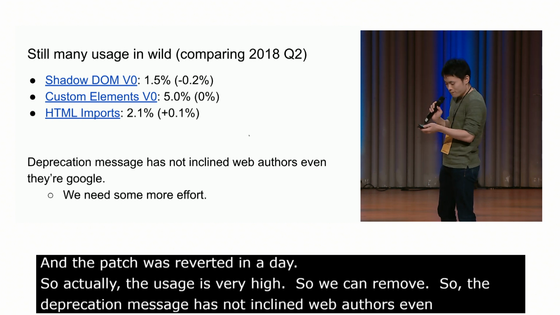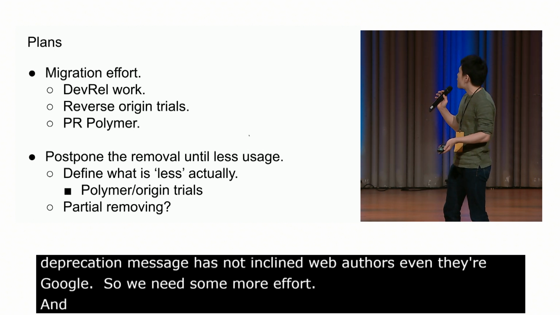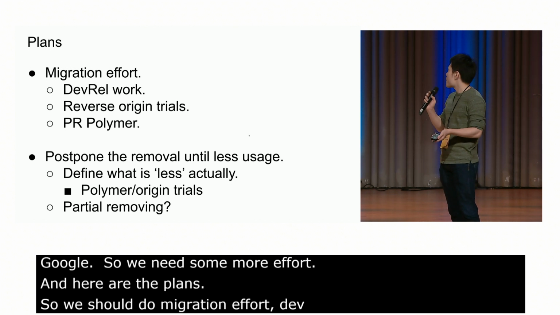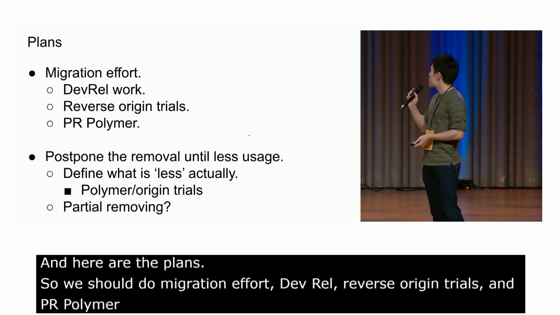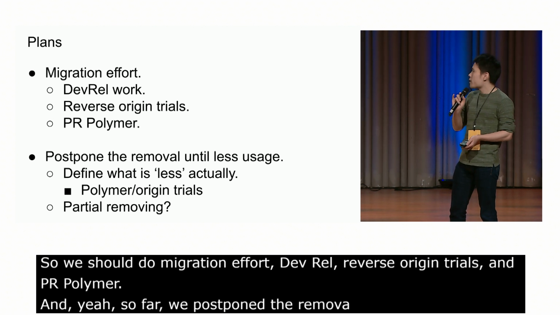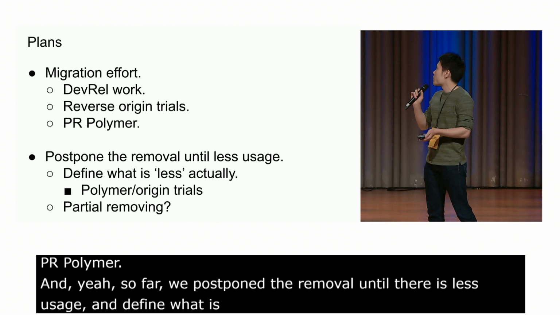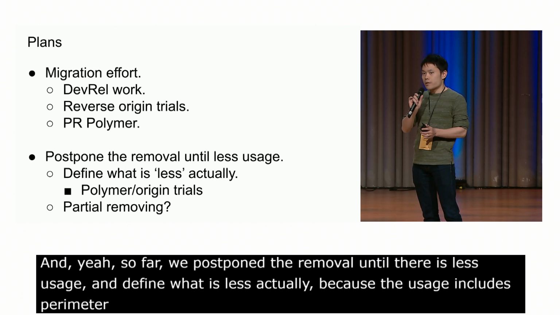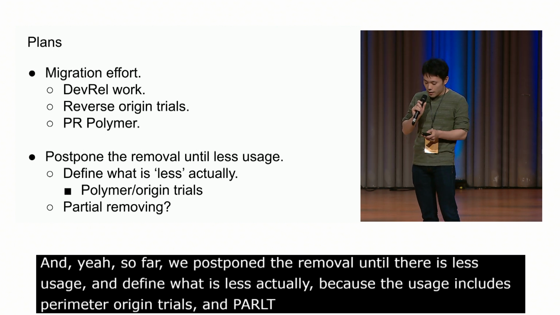Here are the plans. We should do more migration effort, like tooling or reverse origin trials and some Polymer work. So far we postponed the removal until usage is lower, and we are defining what is low, because the usage includes Polymer and some reverse origin trials, and we can remove them even if the usage is high. Or we could remove the APIs partially, one by one.